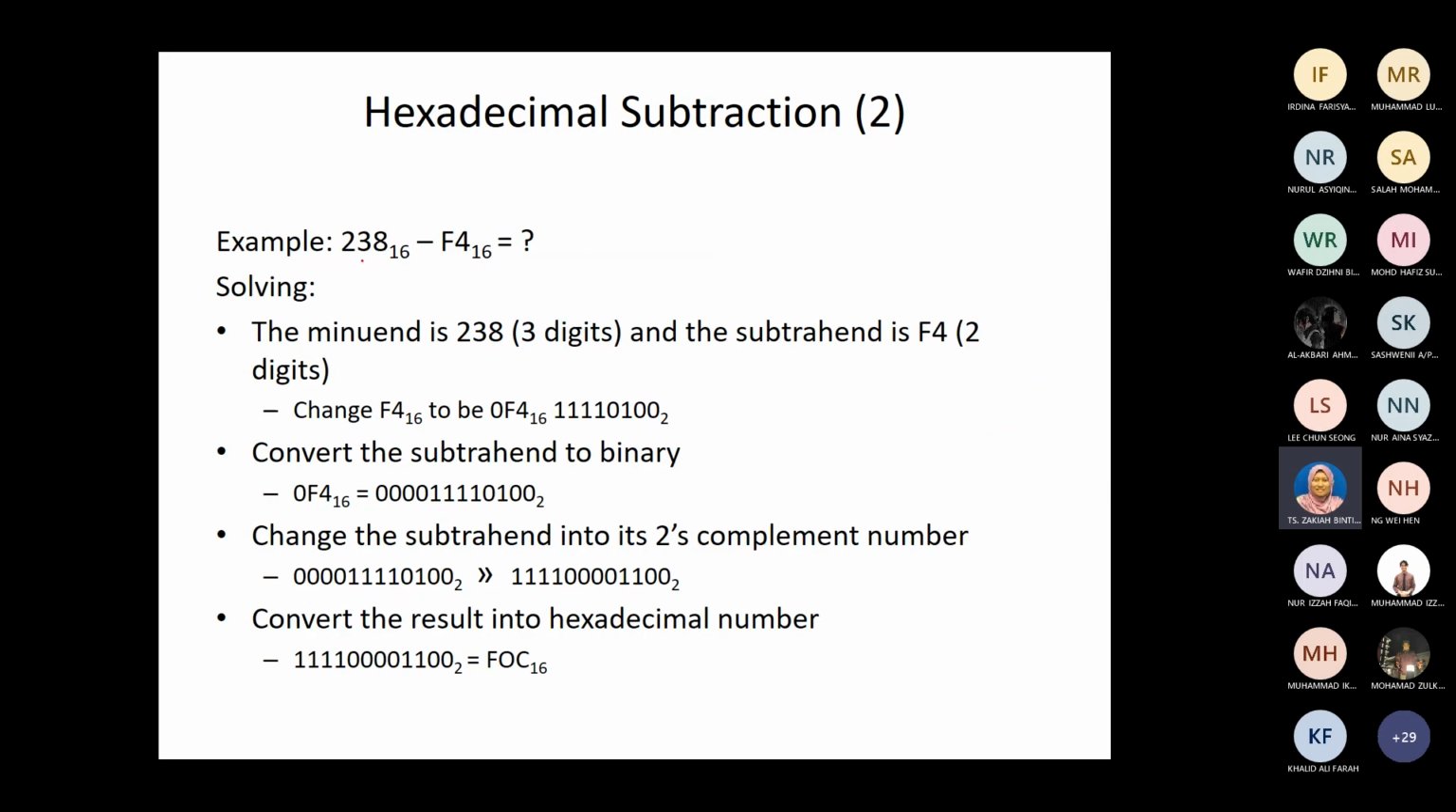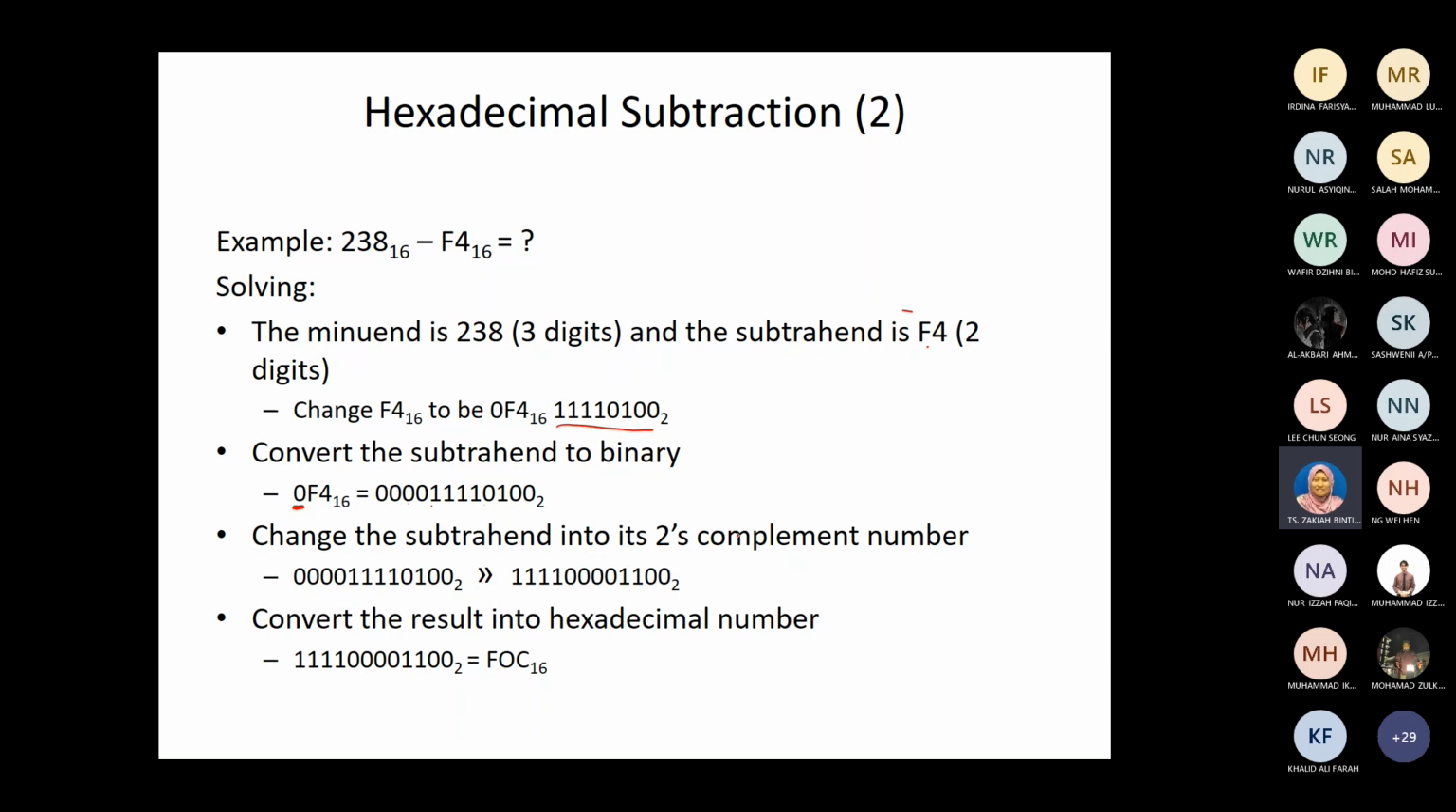For example, we have 238 minus F4. So first, the minuend 238 is a positive number. And then the subtrahend is F4, which needs to be subtracted, right? So F4 is changed to binary numbers, which is 0, 0, 0, 1, 1, 1, 1, 0, 1, 0, 0. The 0 here is to show that this is a positive number.